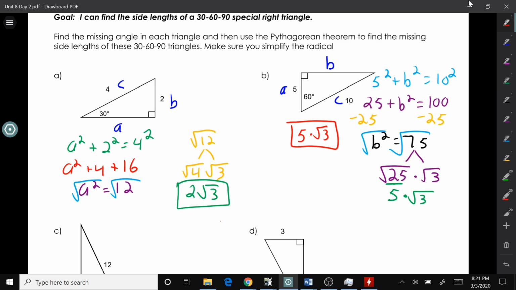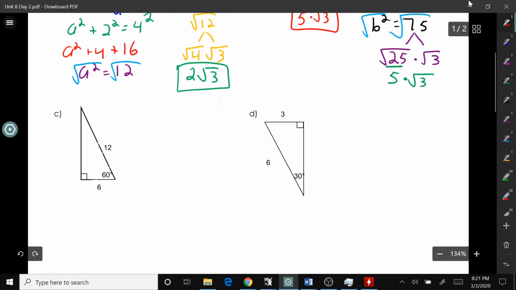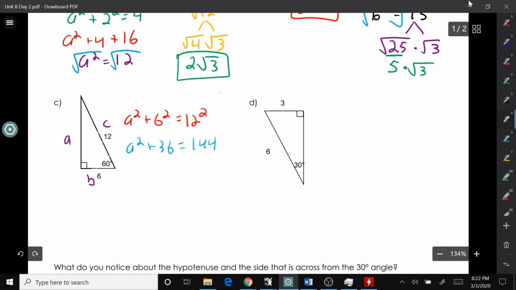Alright, we're going to do one more, and then we're going to try to find a pattern if you haven't seen it already. Let's do letter C. So A, B, C. So a squared plus 6 squared equals 12 squared. So a squared plus 36 equals 144. When we subtract 36 from both sides, we get 108.